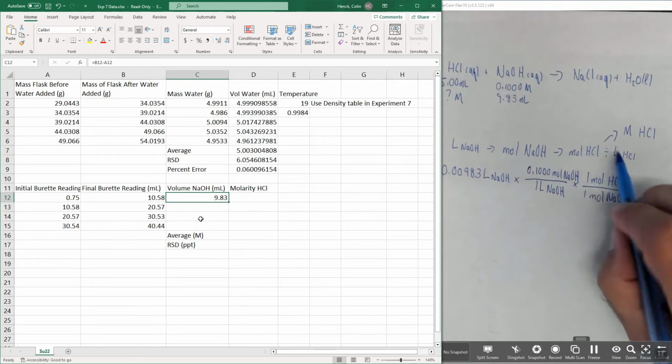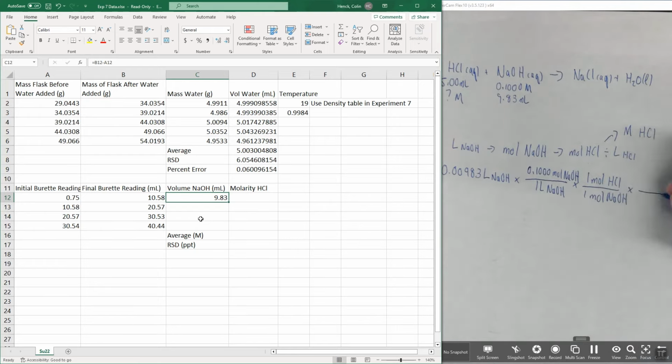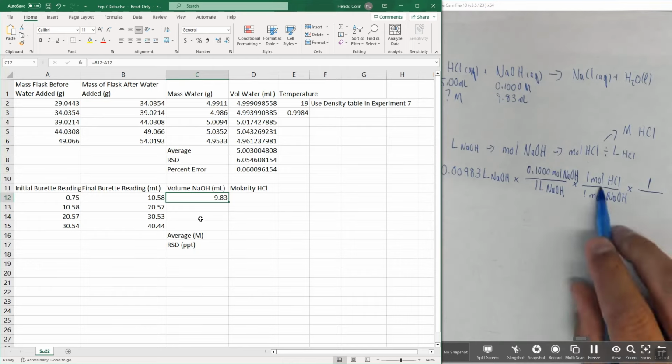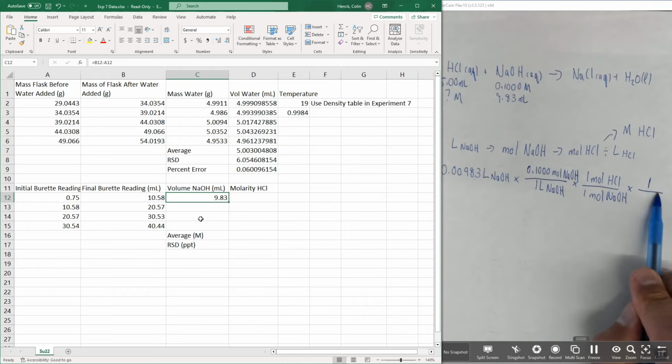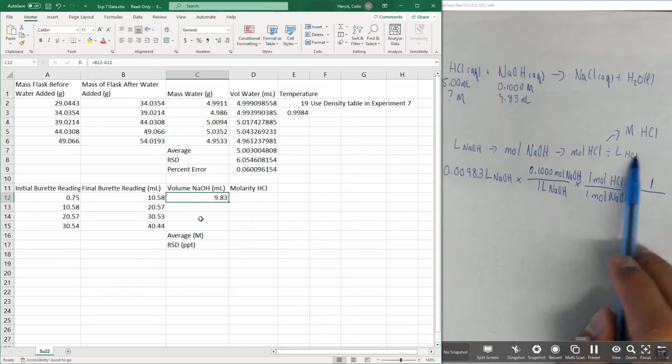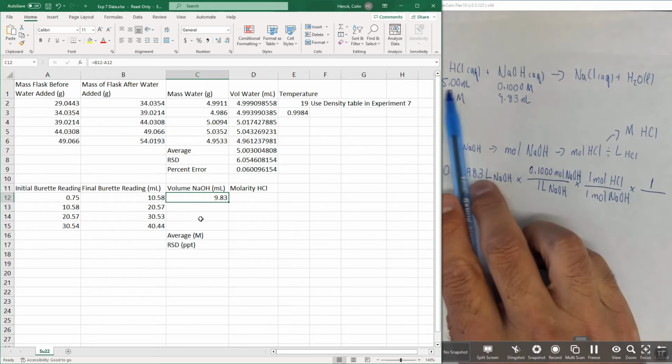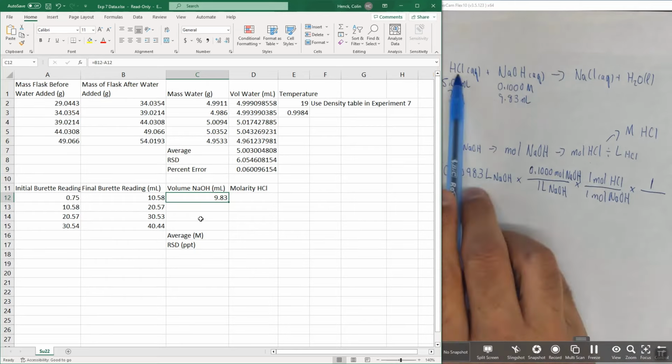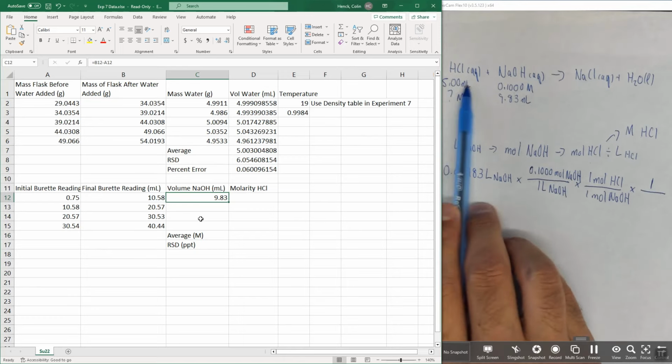Now we need to convert from moles of HCl to liters of HCl. So we put a unitless 1 here. This simply moves the moles of HCl over. We can now put the liters of HCl on the bottom. Now remember that you use the same pipette that you used in the first part to pipette in 5 milliliters of HCl.